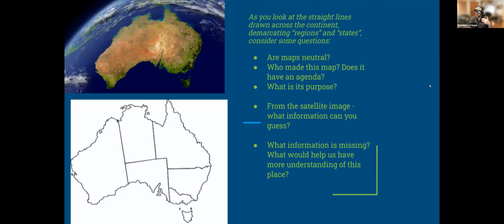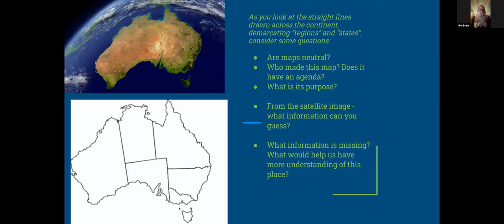And so within that, if we look at this map of Australia versus a map of the regions, states, provinces, I would love to ask, so are maps neutral? And who made this map? Does it have an agenda? I've certainly read a lot and heard a lot about maps having agendas. I think one example is the relative size of North America and Africa. Well, this one, its focus is demarcating the states of the nation state that was imposed by European colonial forces.